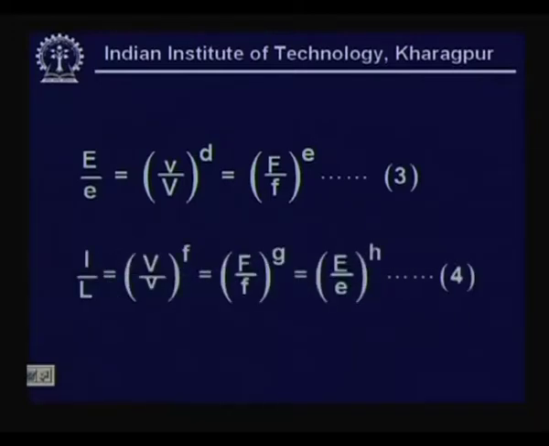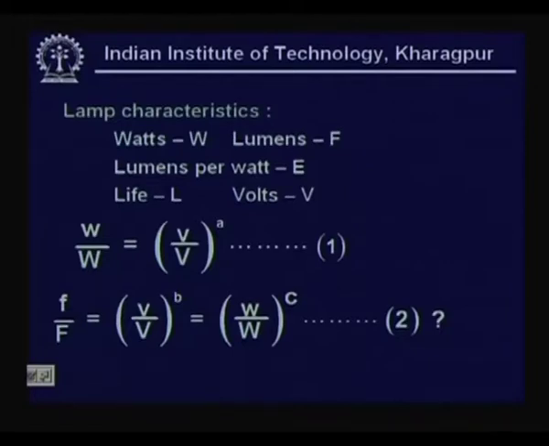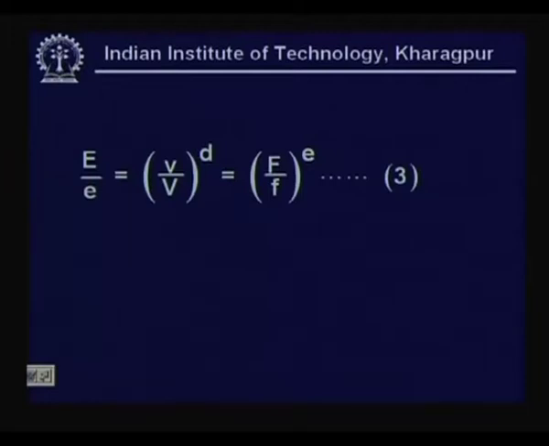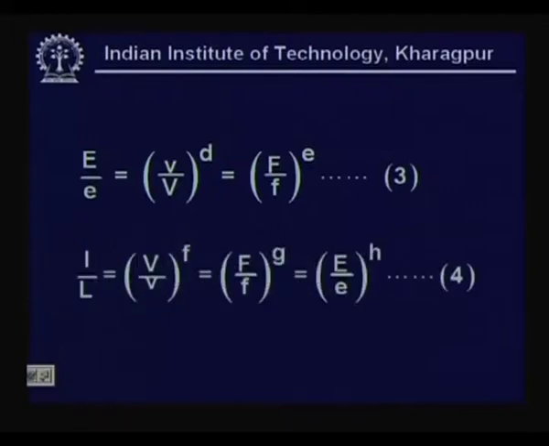the life. And the last one you have is the, just a moment. You have the life versus efficacy was the third equation, which is related to the life as well as lumen output, and life with respect to the lumen output, voltage and efficacy. So, you have how many exponents? You have A, B, C, D, E, F, G, H, that is about 8 exponents.